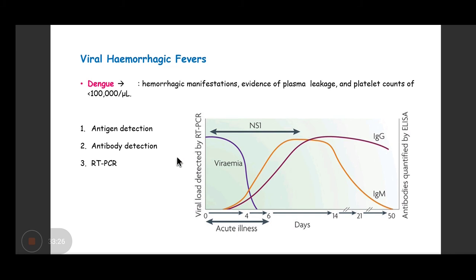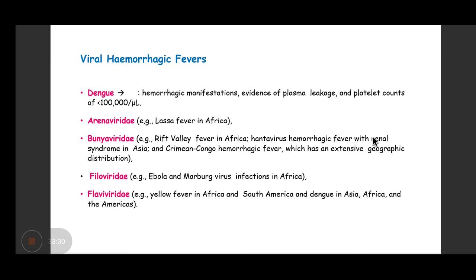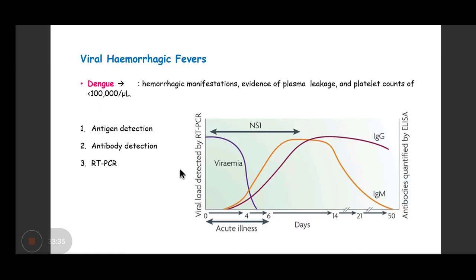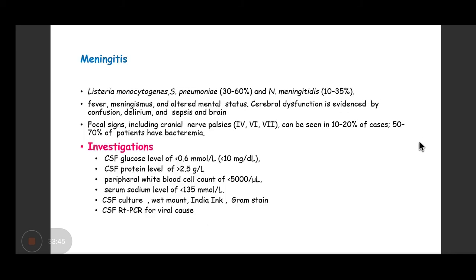Or if you are suspecting any other viral hemorrhagic fever, then we will go for the specific test, PCR, for those infections also. Other infections which are present in India are Hanta fever or Crimean-Congo hemorrhagic fever. They are also present in some parts of India. Meningitis.